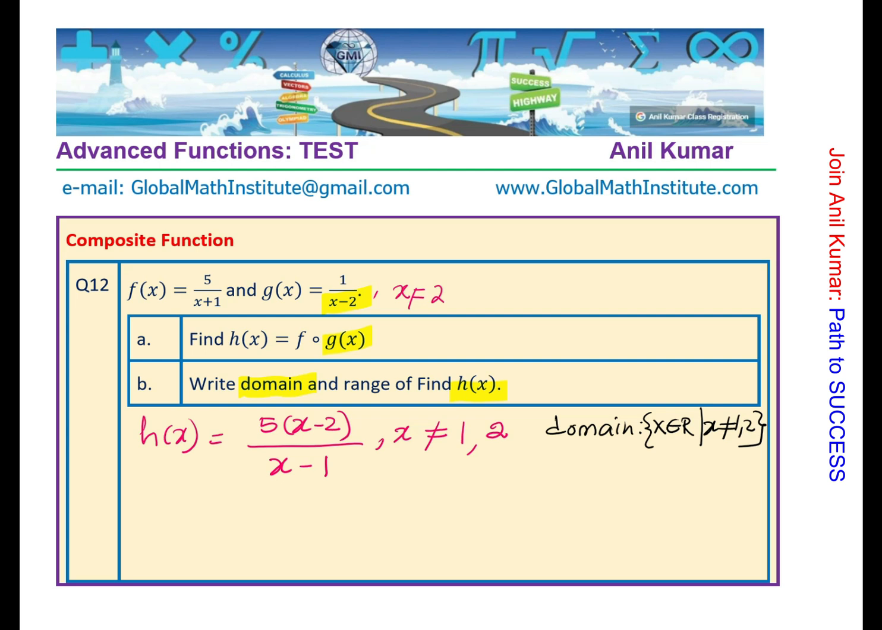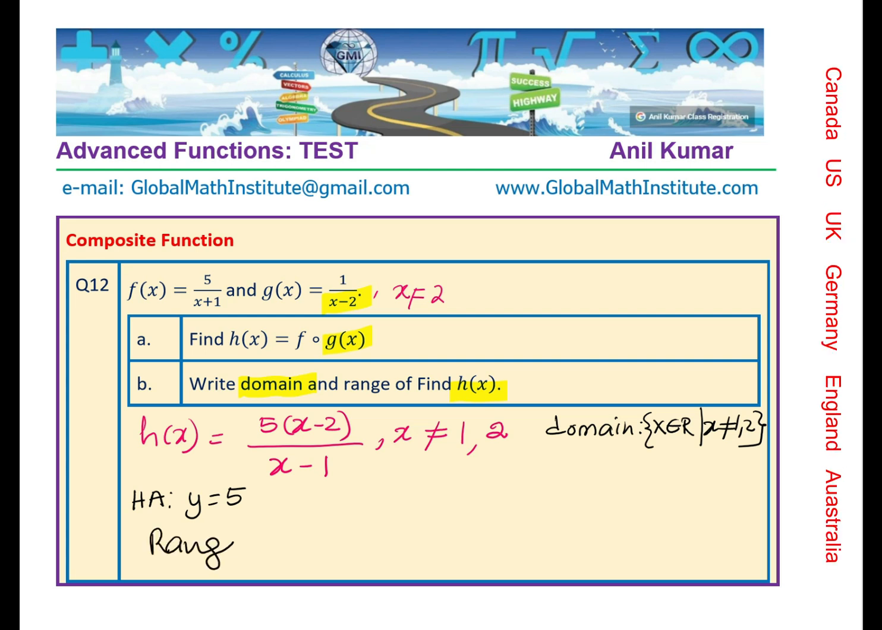Let us now find the range of this function. What is the range of this function? From what is seen here, we can say that the horizontal asymptote for h of x is y equals to 5. So definitely in the range of this particular function, we have one restriction, which is y belongs to real numbers, where y is not equal to 5.